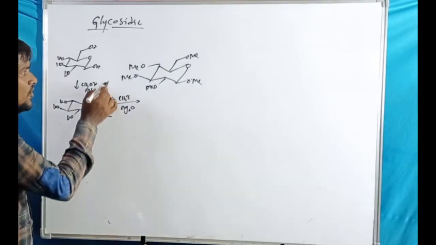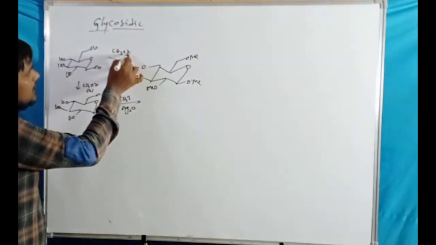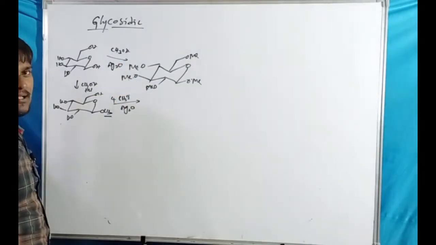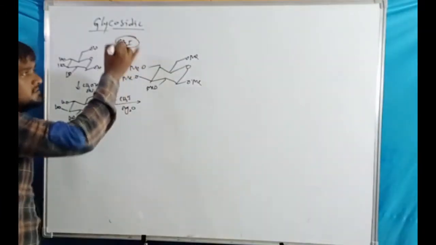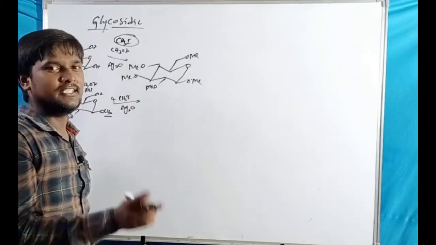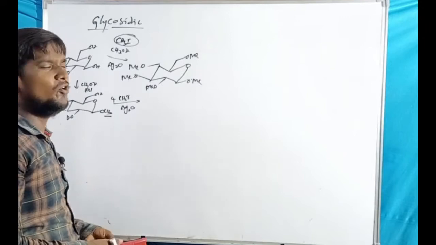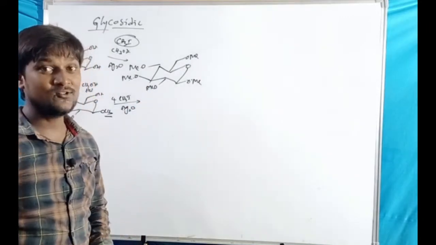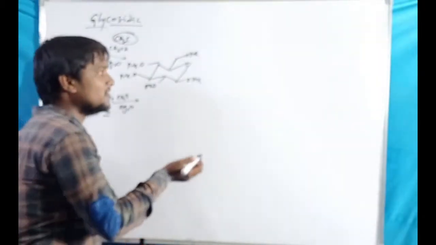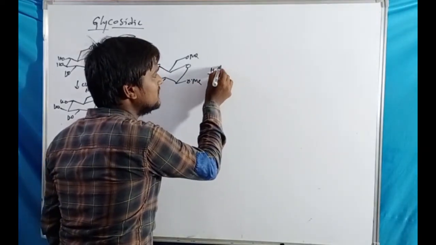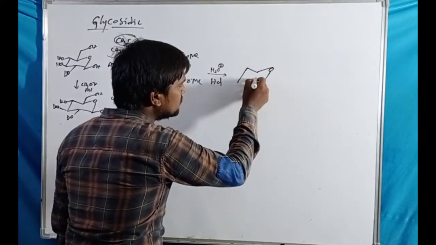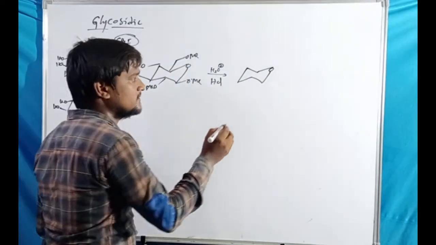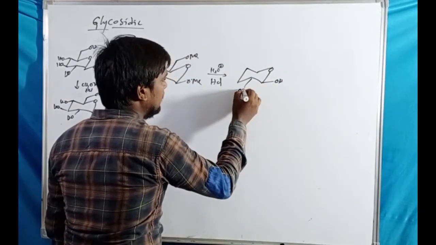Instead of these two steps, we use methanol or alkyl halides in presence of Ag2O, which is a basic medium, instead of acidic medium. Directly it can convert into the pentaderivative product. In case of the pentaderivative, whenever it undergoes hydrolysis in presence of HCl, only the glycosidic methoxy group can be hydrolyzed.